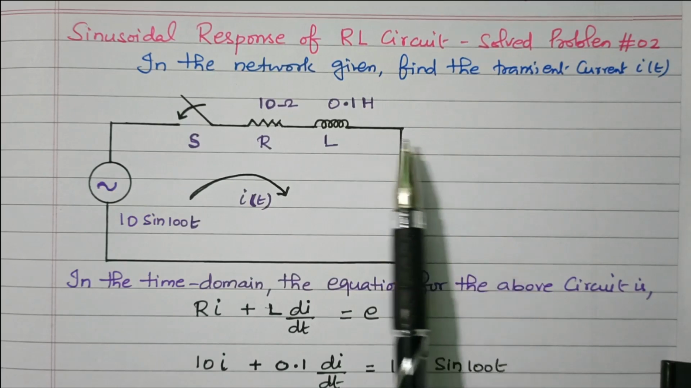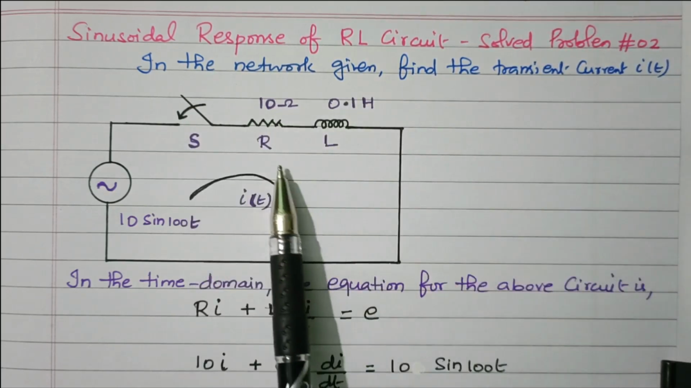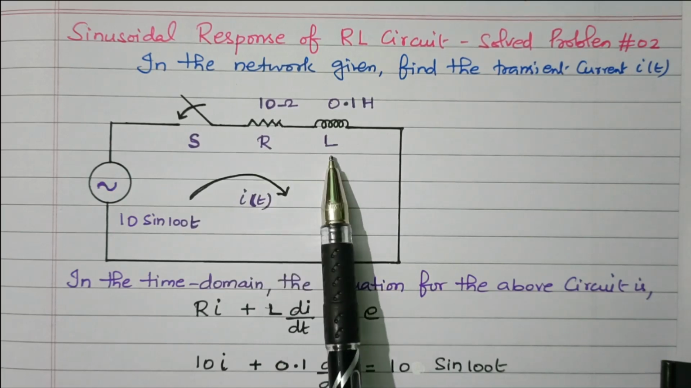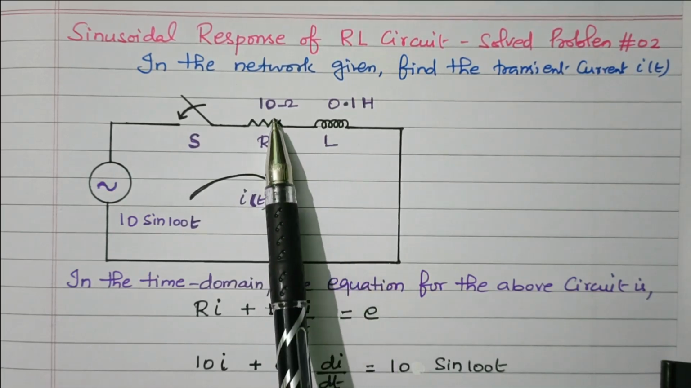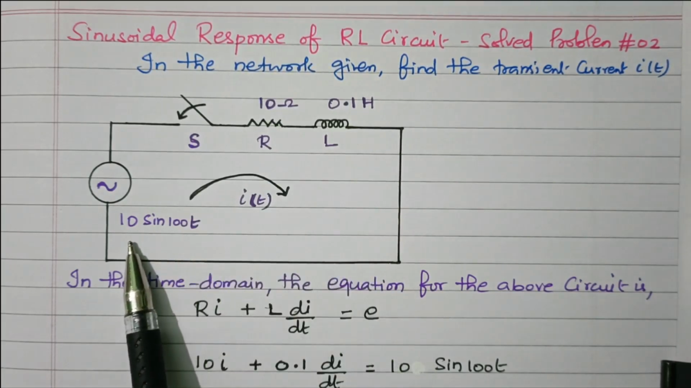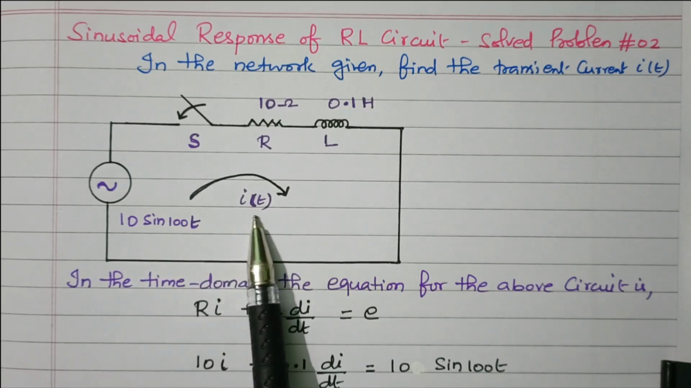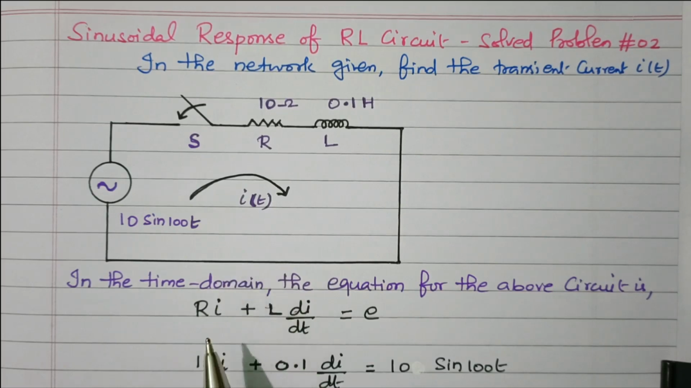Now we'll go to the topic. In the network given, find the transient current. So this is the RL circuit available. Resistor and inductor connected in series, 10 ohm and 0.1 Henry. It is excited by the sinusoidal waveform, 100 sin 100t. So voltage source applied. This is the current, transient current i(t). We need to find the expression for this transient current.